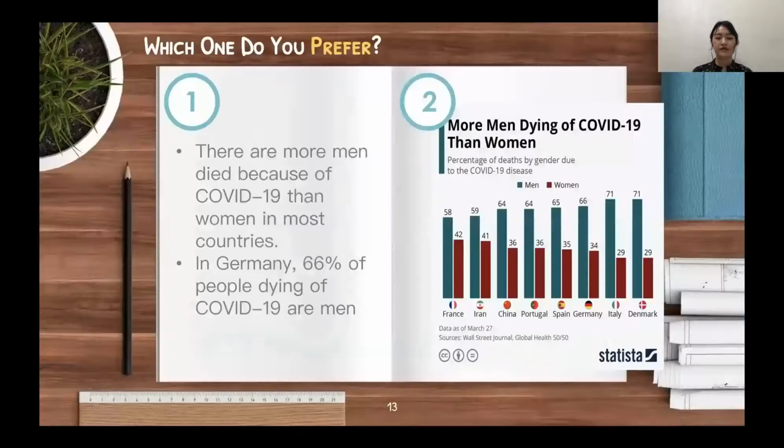So let me do a survey. There are two types of ways to show the data. Which one do you like to see, and which one do you prefer? You can just type your choice in the text bar. Oh, wow. I think most people love to see the chart instead of so many words, right? Oh, there is one person who chose the first one. Can you share why you think the first one is better?